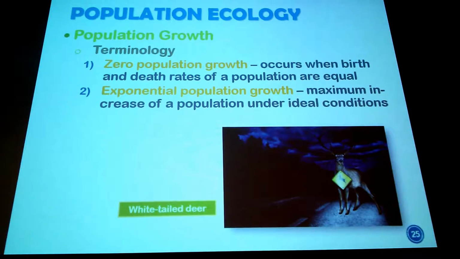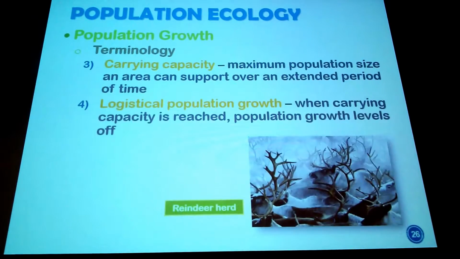Humans are experiencing exponential population growth. It's starting to slow down a little bit right now, but it started happening about 200 years ago, late 1700s, early 1800s, and has been accelerating ever since. We'll talk more about that.